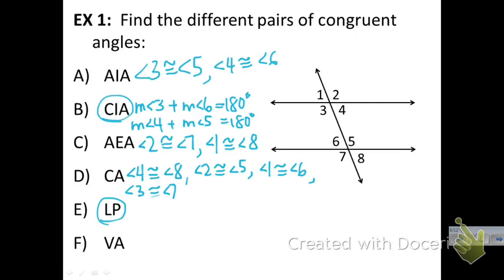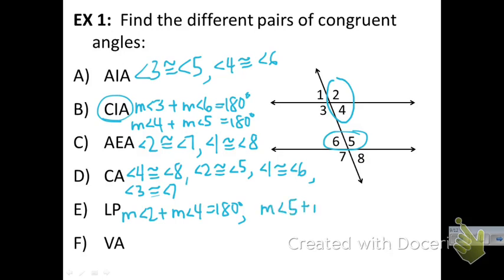LP stands for a linear pair. These are 2 angles that have to be adjacent and form a line. And we have multiple pairs of those. We have these 2 that are adjacent and form a line. So we'll say the measure of angle 2 plus the measure of angle 4 equals 180. We also have these 2. Measure of angle 5 plus the measure of angle 6 equals 180.